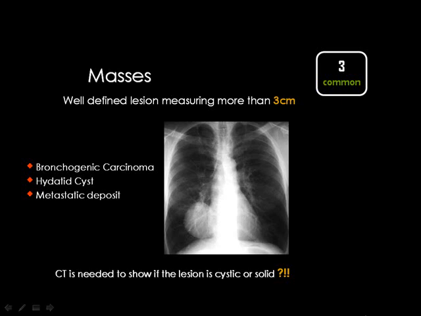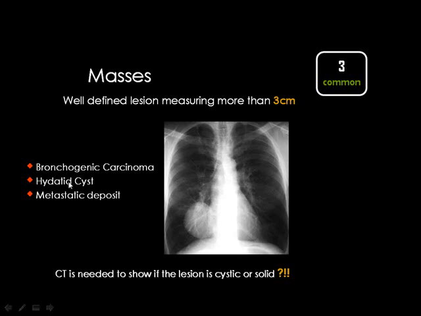No? Okay. Then this is a more solid rule. Whenever you are confronted by a mass in the lung, there are only 3 possibilities. Either this mass is a bronchogenic carcinoma, or hydatid cyst, or metastatic deposit. Then how can you differentiate these 3 from each other?